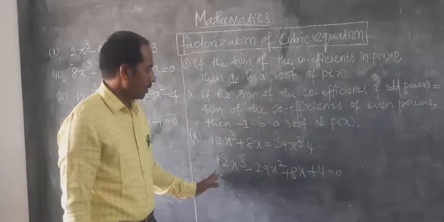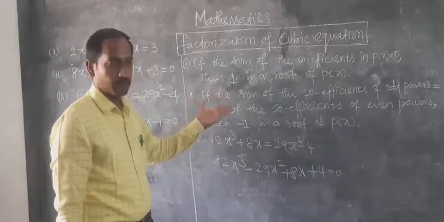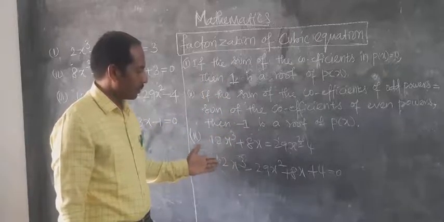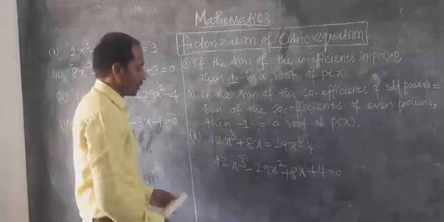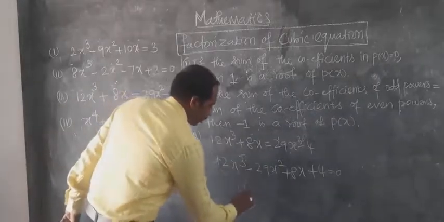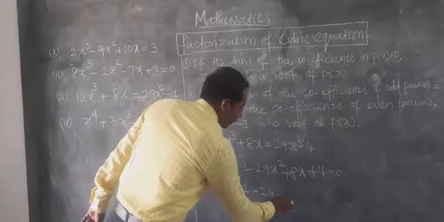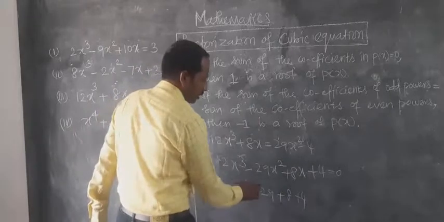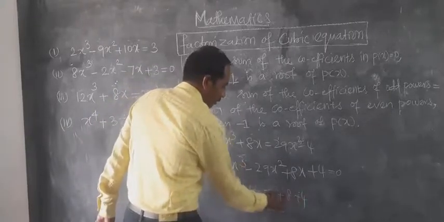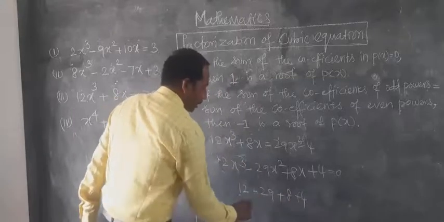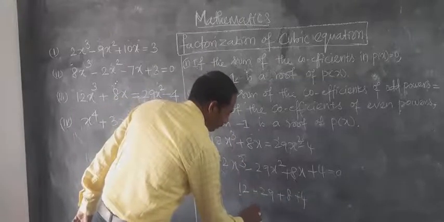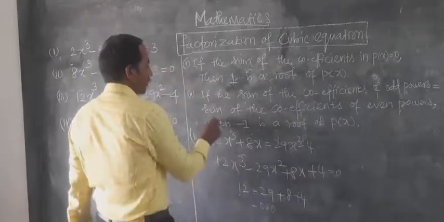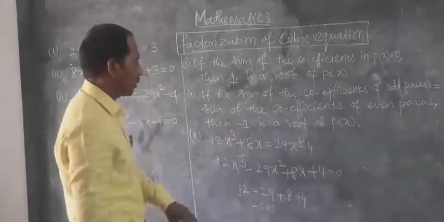So now we have to check the 2 points, 1 or minus 1, whether this is a root for this equation or polynomial. First step, I add all the coefficients, 12 minus 29 plus 8 plus 4. So now it is only minus, but all the others are positive. Here 12 plus 8, 20, plus 4, 24, minus 29. So the big number sign is minus, 5. So it does not equal to 0. 1 is not a root for this cubic. So minus 1, whether it is a root or not, I want to check it.